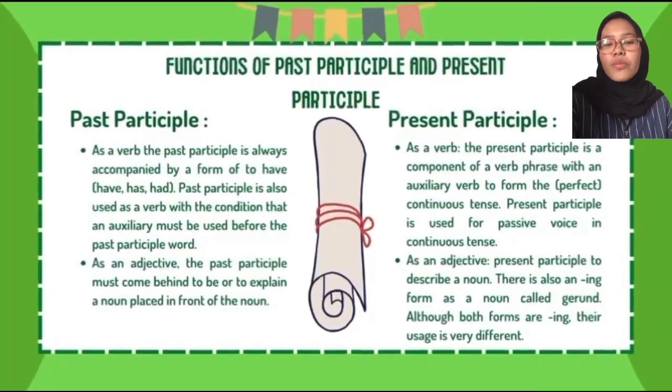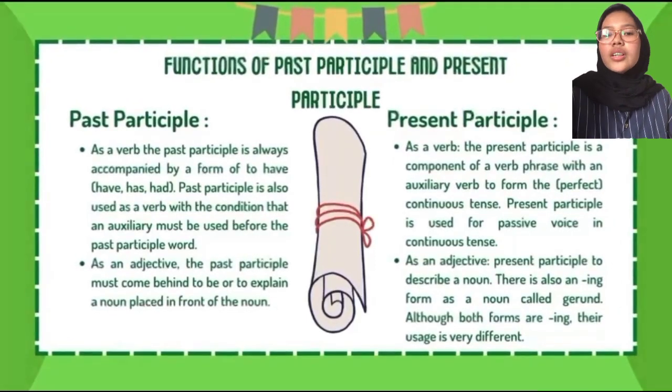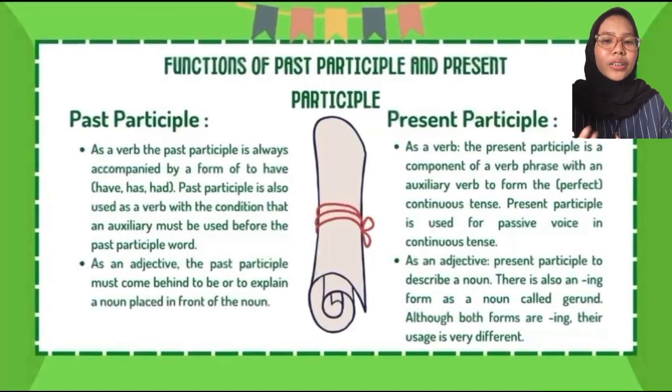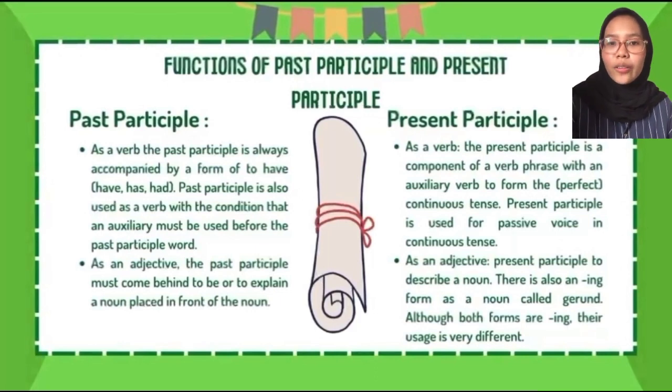Next is the function of past participle and present participle. There are two functions of each. The first function of the past participle is as a verb. The past participle is always accompanied by a form of have, has, and had. It is also used as a verb with the condition that an auxiliary must be used before the past participle word. The second is as an adjective. The past participle must come behind to be, or to explain a noun, placed in front of the noun.